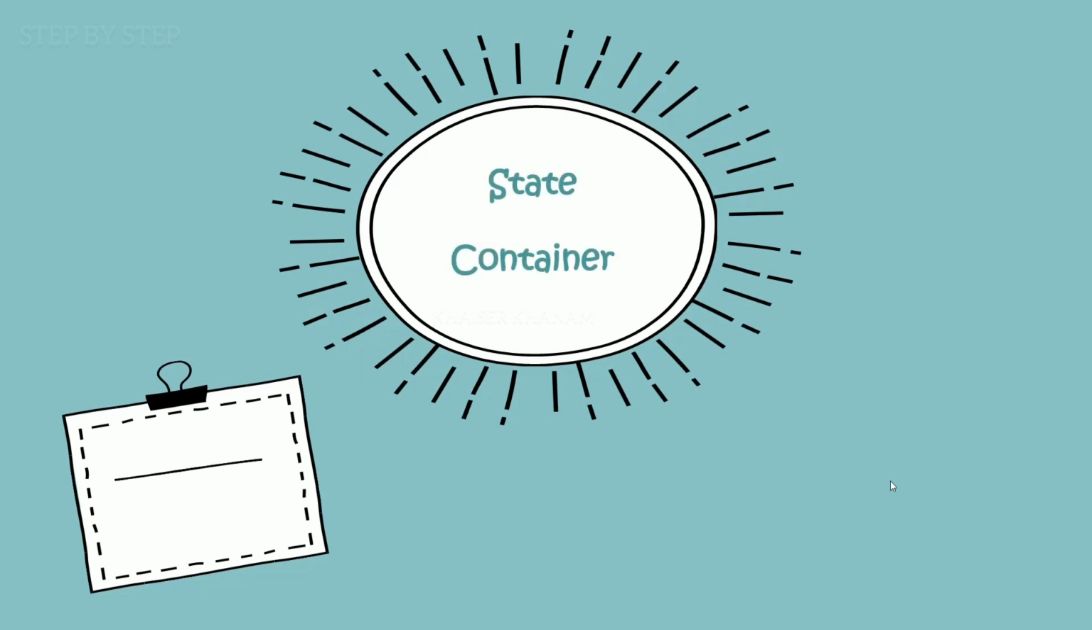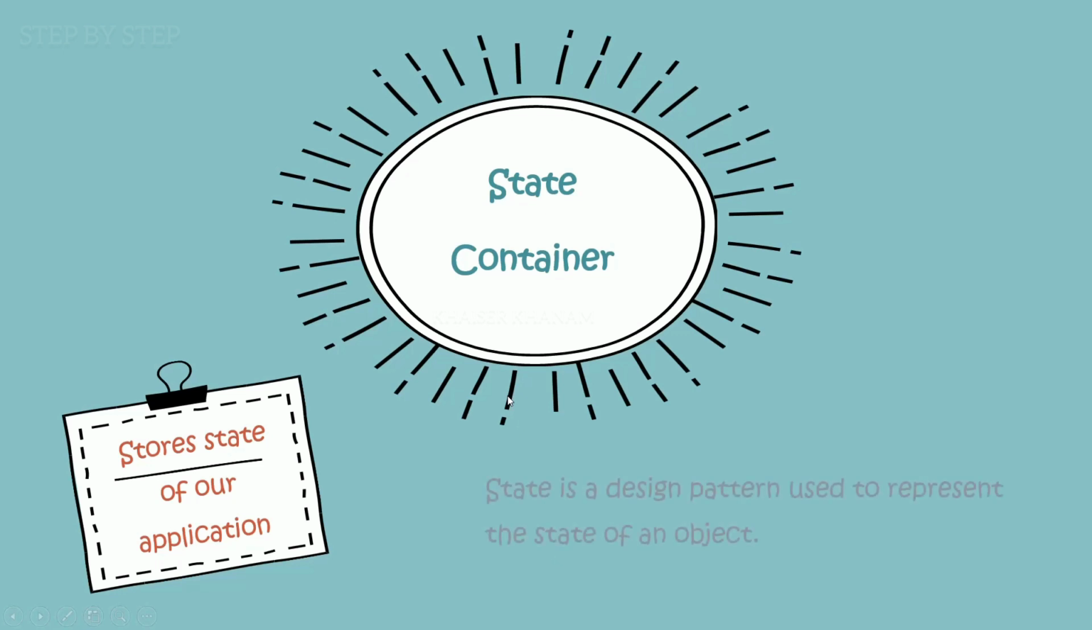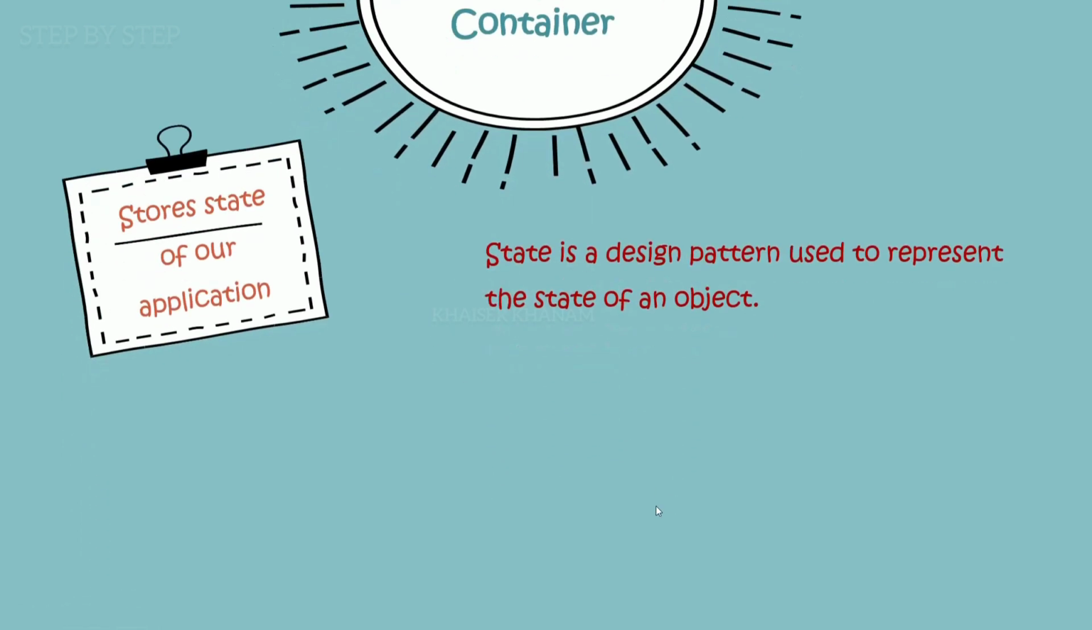Now, state container. If you are aware of React, then you will have an understanding of state. But in Redux, what it will be doing is, here we have one container, and inside that container, all the application state, let me show you. It stores the state of our application, and state is a design pattern used to represent the state of an object. Okay, don't get confused with this definition. I will be showing you an example.